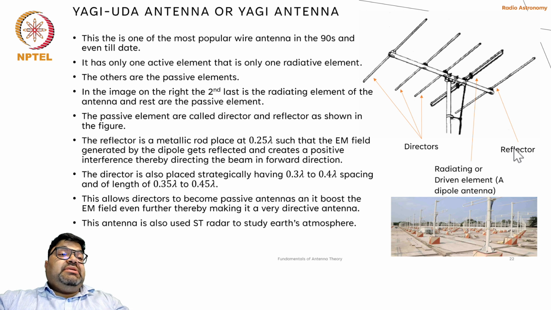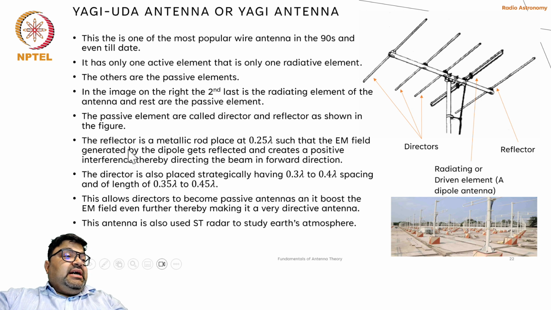Another important thing: previously TV stations used to come through Yagi-Uda antennas. The dish TV was not there before. These were the directors, and this was the reflector at the end, and so that was the capture. This is one of the most popular wire antennas in the 1990s. It has only one active element, that is the one radiative element, and the others are passive elements. In the image on the right, the second last is the radiating or receiving element. The rest of them are the directive and the reflective.